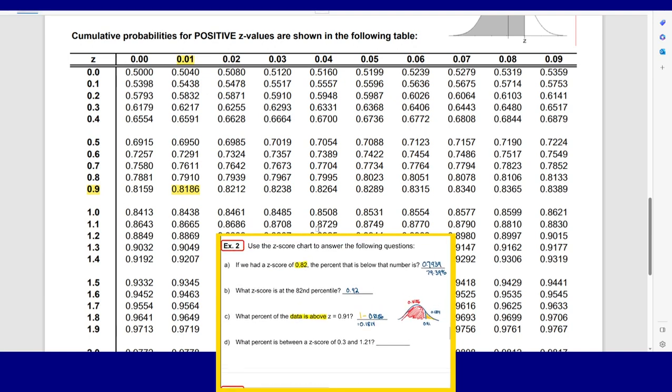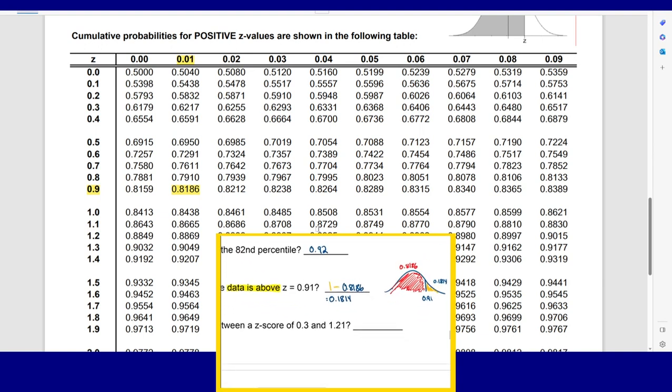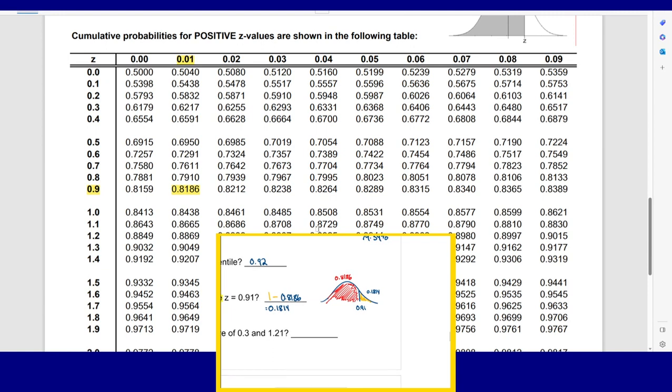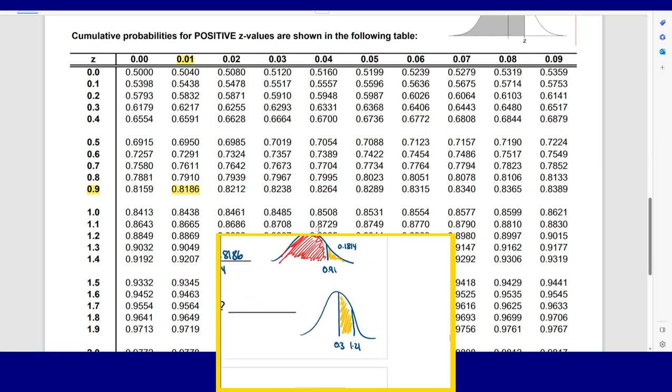Part D is asking what percent is between a z-score of 0.3 and 1.21. This is going to be a little bit different because now we're looking between values. So I take my normal distribution. I'm looking for 0.3, which is slightly above the mean, so 0.3 standard deviations, and then 1.21, and I want to find everything in the middle here. I'm looking for what percent of data falls between those two values.